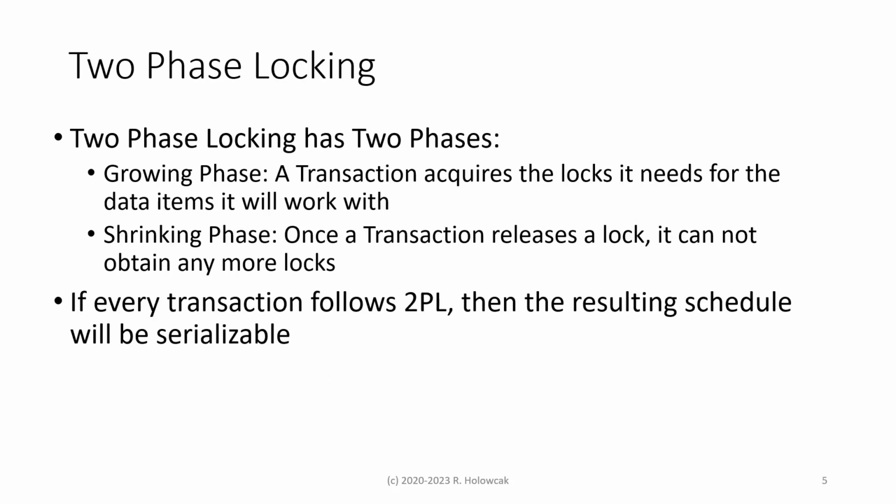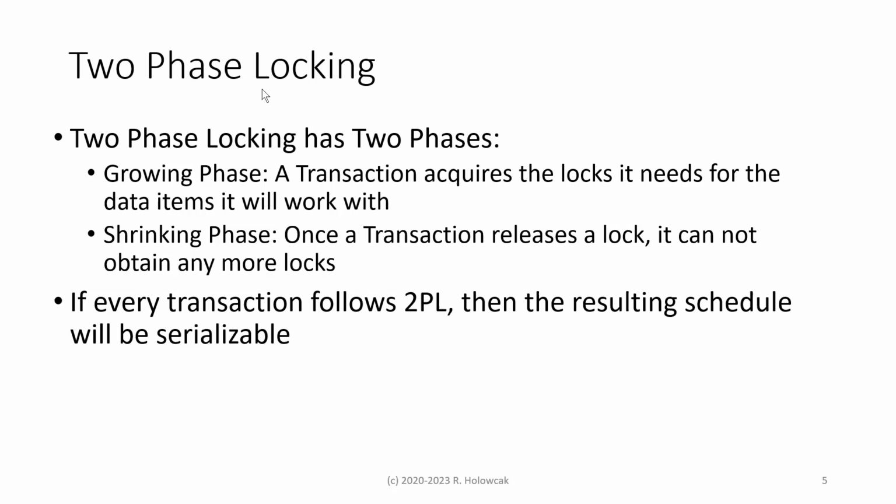The most commonly implemented method of locking is called the two-phase locking protocol. Two-phase locking has two phases. In the growing phase, a transaction acquires the locks it needs for the data items it will work with. So during this growing phase, the concurrency controller looks at the work that the transaction has to do, which records will be read, which records will be written, and it helps the transaction to get the locks on those items so that the transaction can proceed to read and write data.